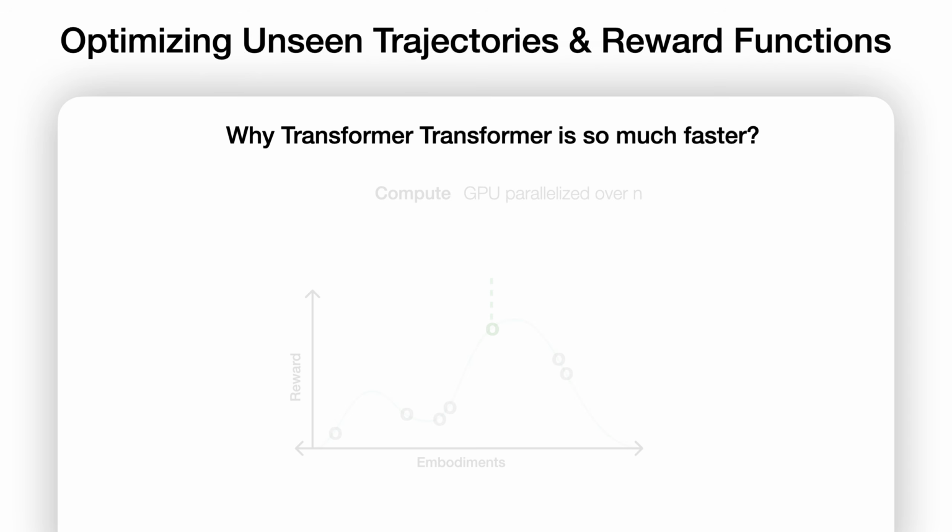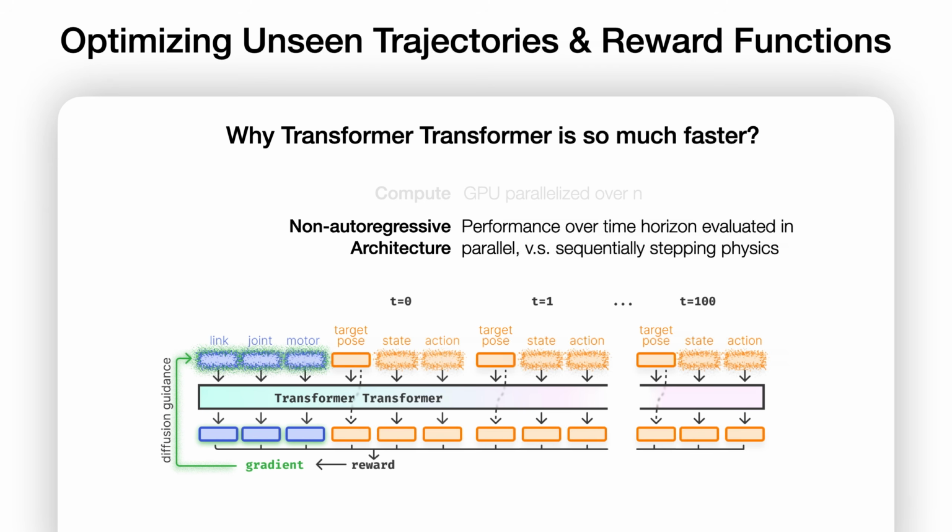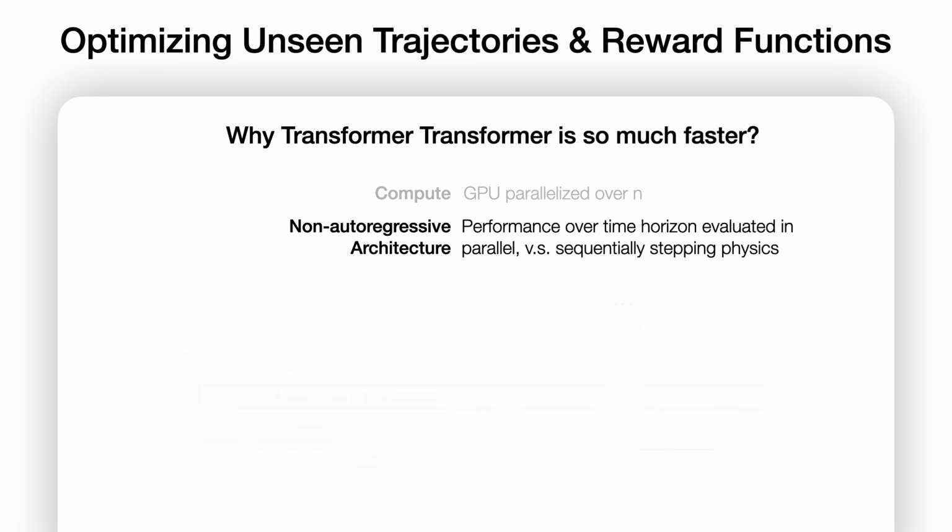There are two reasons. The first reason has to do with using GPUs instead of CPUs, which can efficiently parallelize over the number of samples. The second is more interesting. Typically, dynamics models are sequential autoregressive models, predicting one time step at a time. In contrast, we have a non-autoregressive diffusion architecture, so performance over an entire episode is evaluated in parallel as opposed to sequentially. These two factors of parallelization multiply, leading to the speedups that you see.